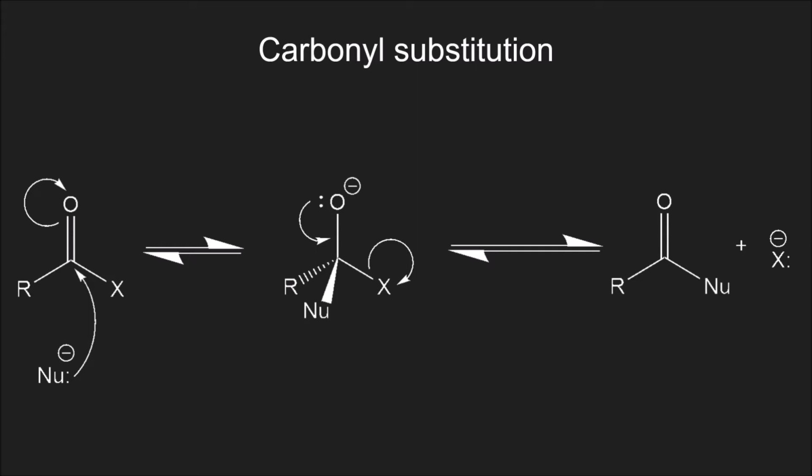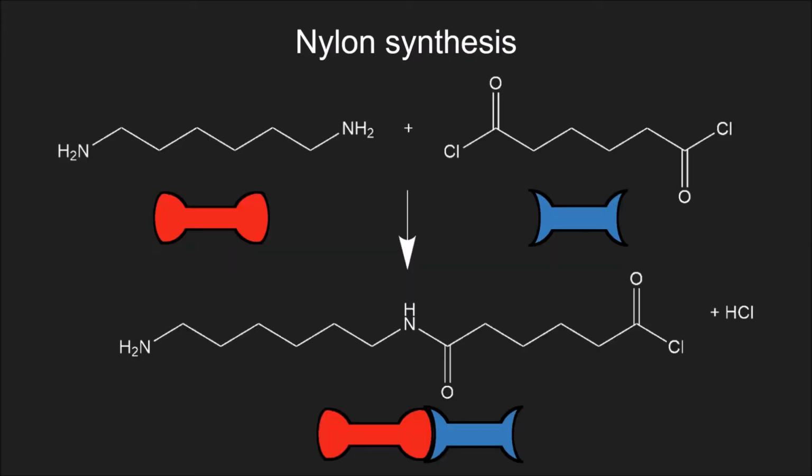Now let's apply what we understand from that mechanism to this specific situation and make a real polymer. On the left, we have a molecule with an amine group on each end, and on the right we have a molecule with an acid chloride group on each end. We've got a molecule with two nucleophilic ends and a molecule with two electrophilic ends. Think of these as the red and blue shapes that we talked about before.